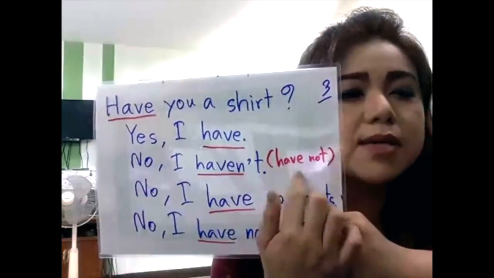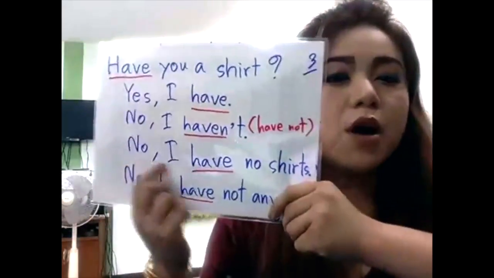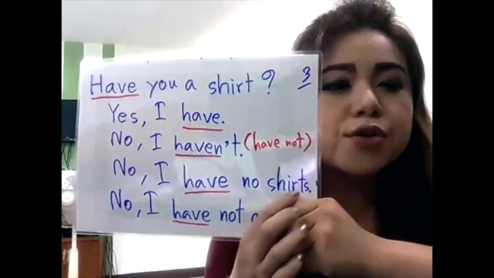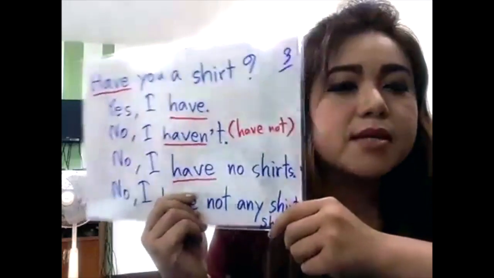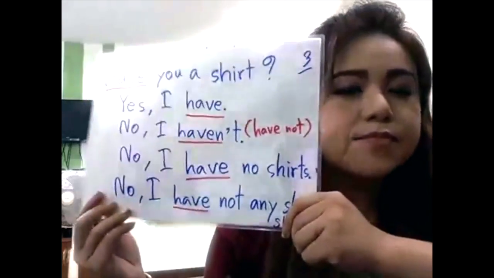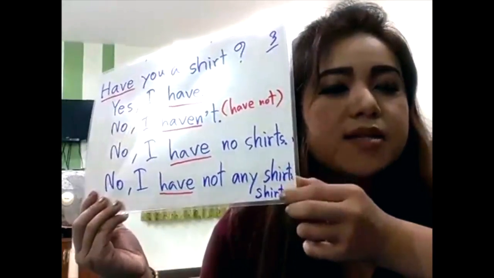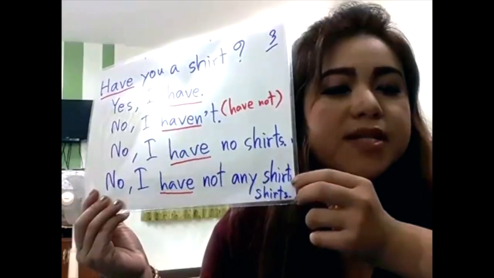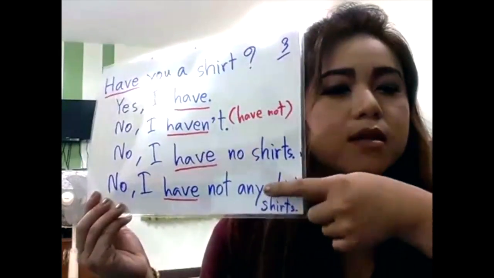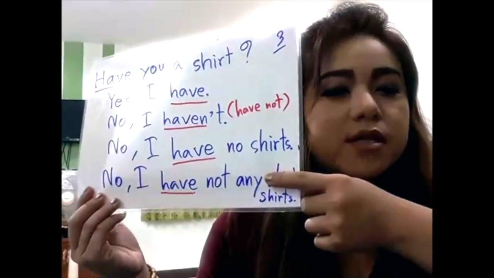Are you a student? Yes, I am a student. Are you a student? No, I am not a student. What are you? I am a student. Are you a waiter? Yes, I am a waiter.